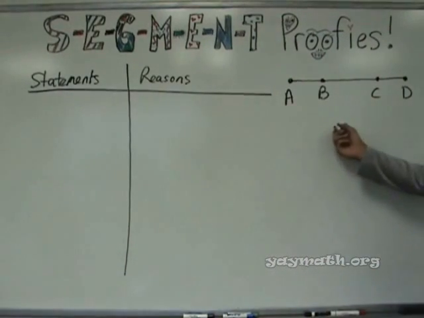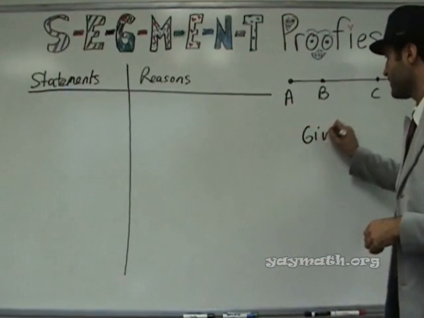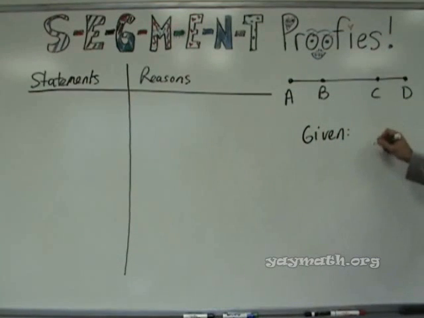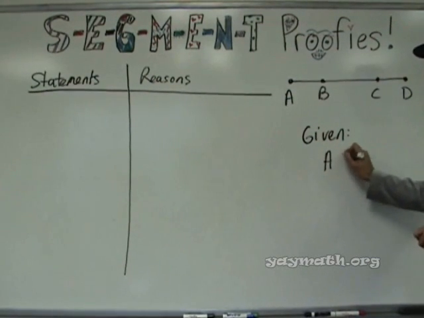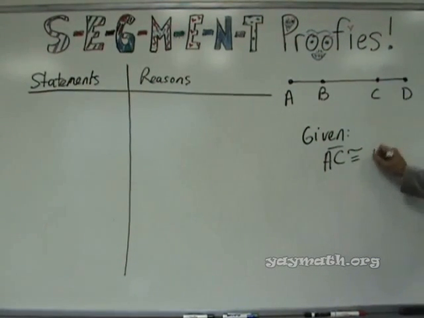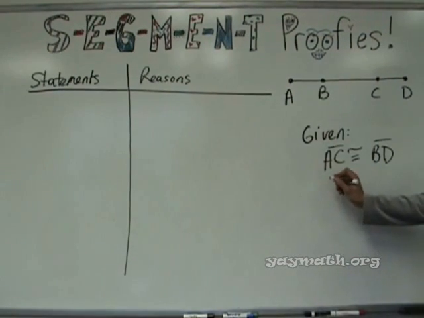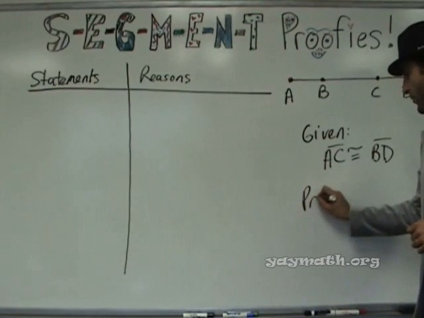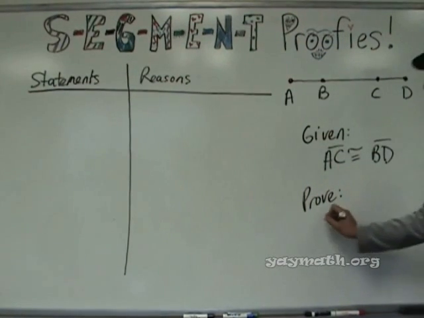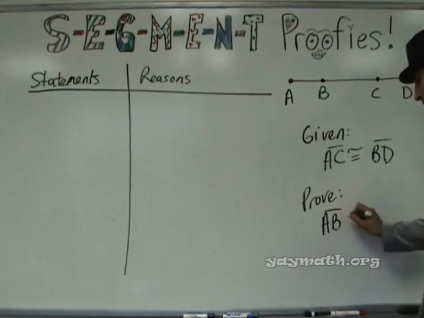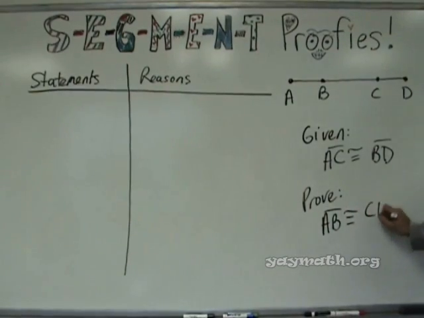So, let's prove the following. Given, we're going to say that AC is congruent to BD. This is a good one. I'm feeling good already, guys. I like the energy in the room. Given and prove the following. Prove that AB is congruent to CD.